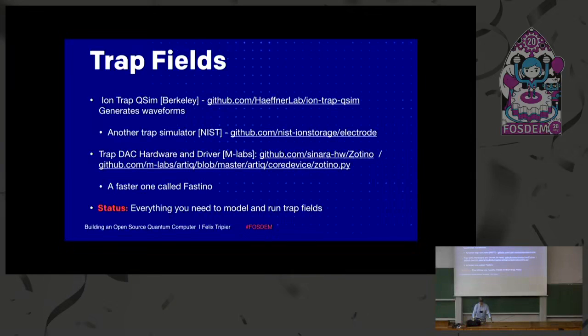So that's called the trap DAC. And from M-Labs, there's the Zotino, a 32-channel electronic trap chip driver, and a faster one called Fastino, which I thought was pretty funny. Okay. So again, this is more thoroughly documented than some of the other open source quantum computer parts we've seen, and it's complete. So we have drivers, we have hardware, and we have physics software for doing everything we need here.